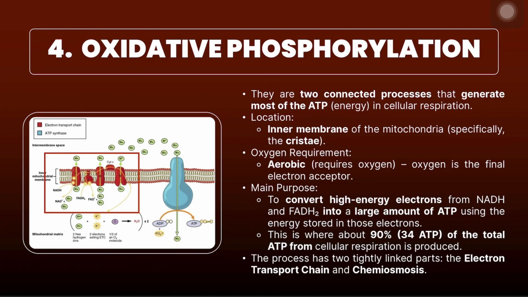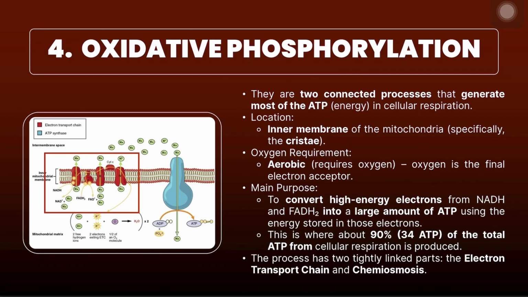So finally, we will now discuss the final stage of cellular respiration, which is oxidative phosphorylation. This is the stage wherein most of the ATP, about 90% of the total energy yield, is produced. It occurs in the inner membrane of the mitochondria, specifically along the folds, which are called the cristae.